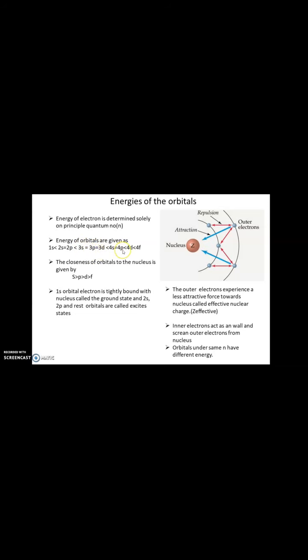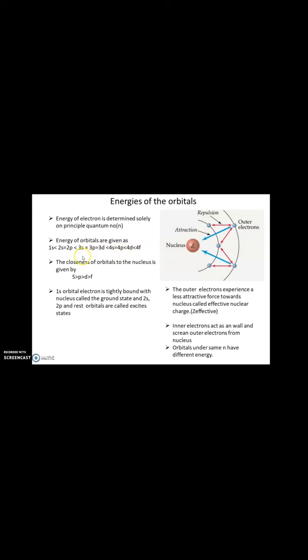Then 4s, 4p, 4d and 4f. All these 4s, 4p, 4d and 4f orbitals have the same energy. So this is the order of energy of the orbitals under different values of the principal quantum number n, because the energy of an electron depends solely on the principal quantum number n. Under a particular value of n, all the orbitals will have the same energy.